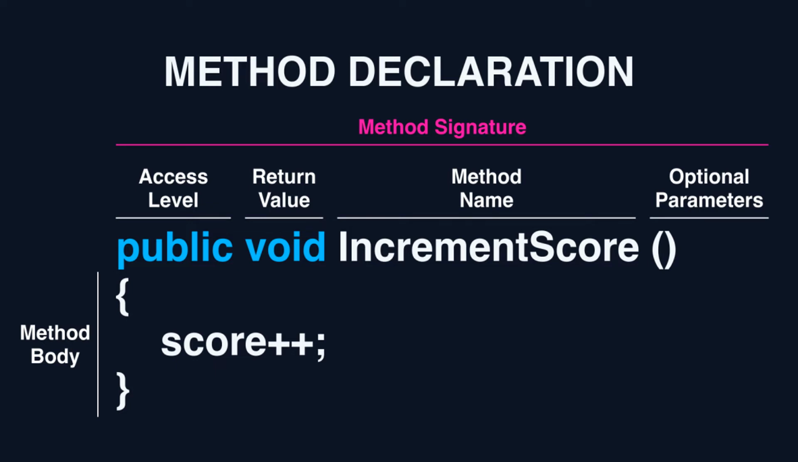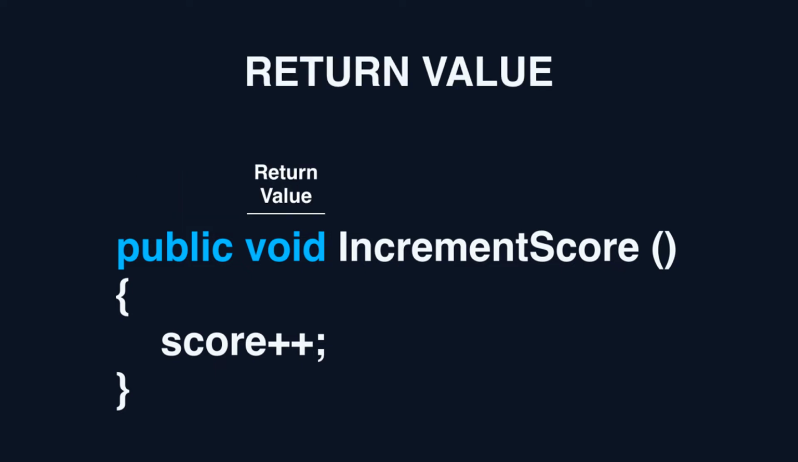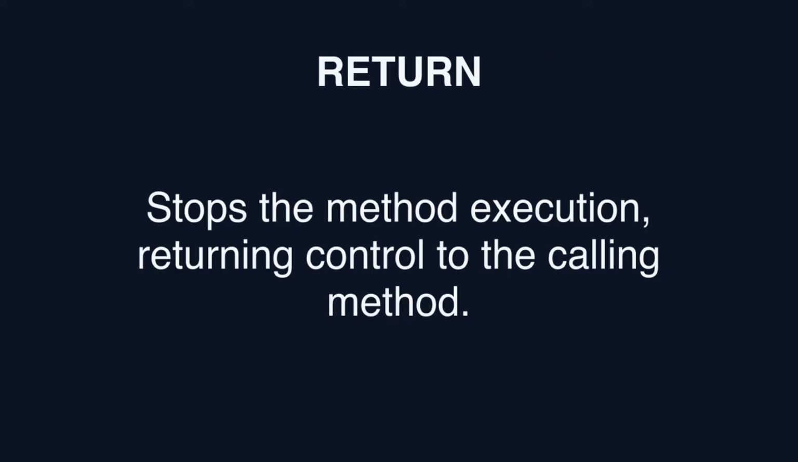Let's see each section in more detail. First, we have the access level. It works in the same way as with fields. When we need to call a method from the outside of the class, we need to declare it as public. Then we have the return type. To understand the return type, we need to introduce the return keyword. The return stops the method execution, returning control to the calling method.